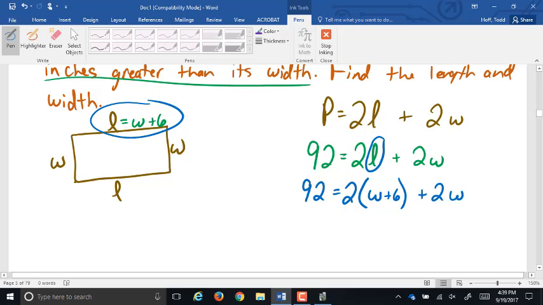Now it's a matter of solving the equation. What are we going to do? We're going to distribute the 2. You've got it. 2 times W is 2W. 2 times 6 is 12. And we don't forget about the other 2W over here. The left side is still 92.